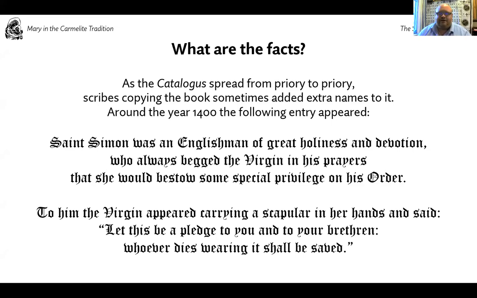Saint Simon was an Englishman of great holiness and devotion, who always begged the Virgin in his prayers that she would bestow some special privilege on his order. To him, the Virgin appeared carrying a scapular in her hands and said, "Let this be a pledge to you and to your brethren. Whoever dies wearing it shall be saved."